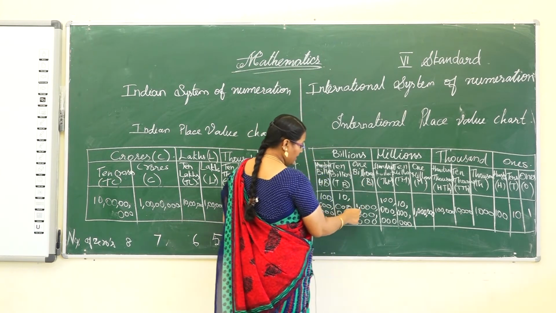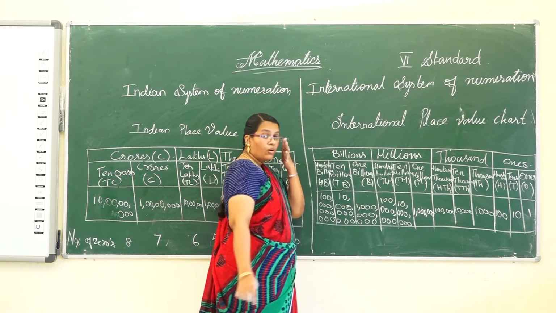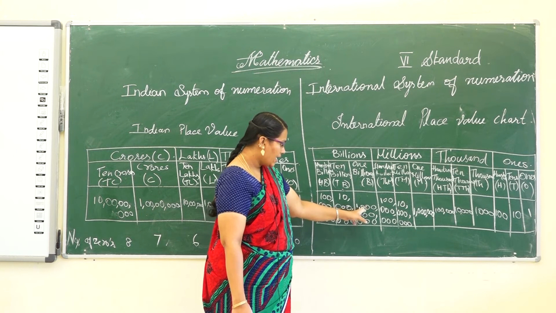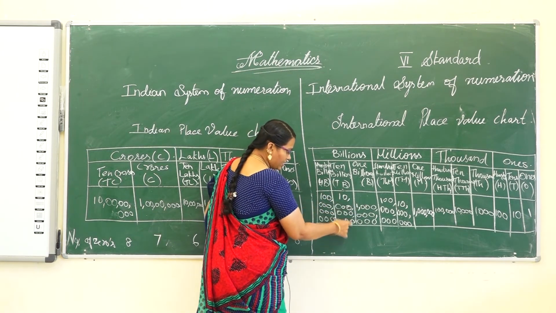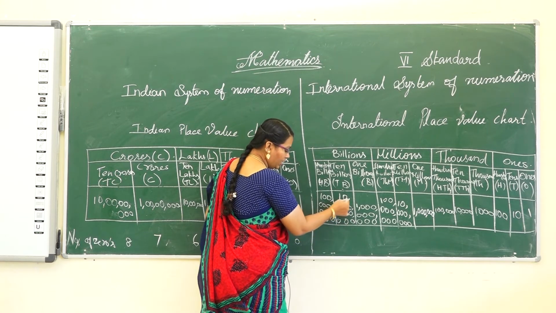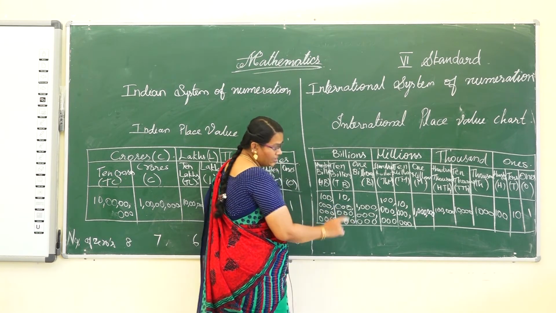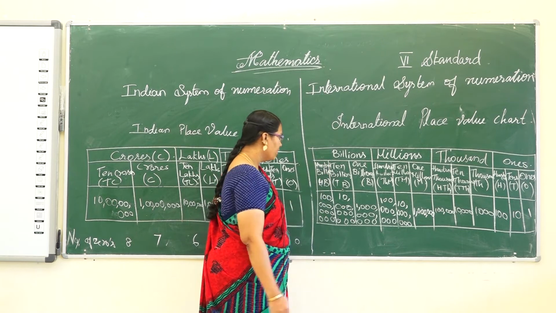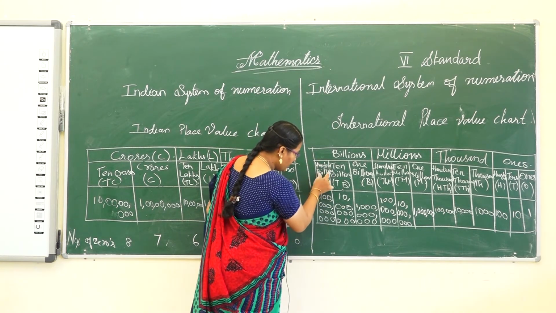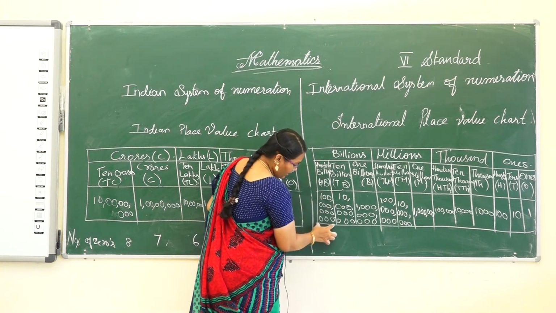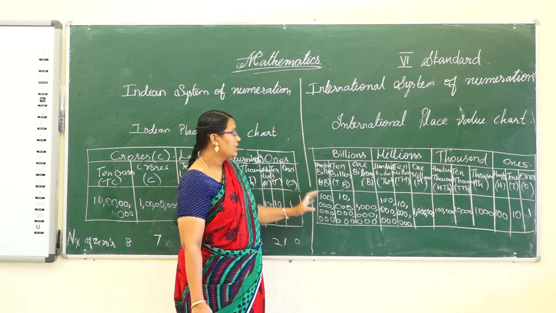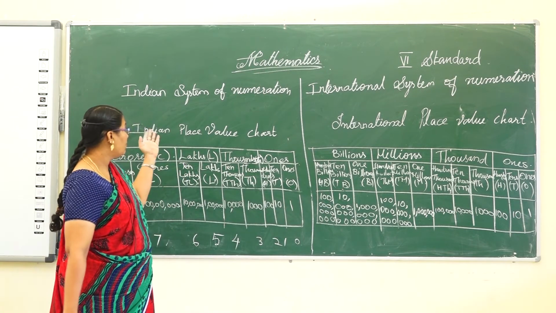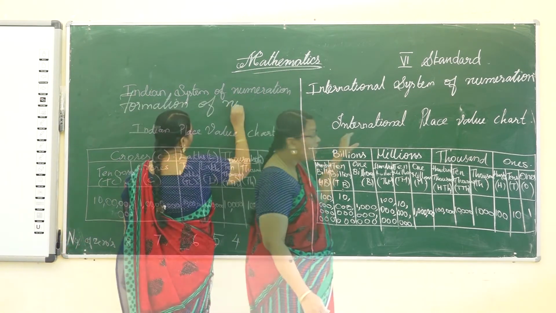Next start the billions. 1 billion has 9 zeros. Next, 10 billion: put 10 before the 9 zeros and we get 10 billion. And next, 100 billion: 100 with the 9 zeros gives 100 billion. That is the difference between the Indian place value chart and the international one.